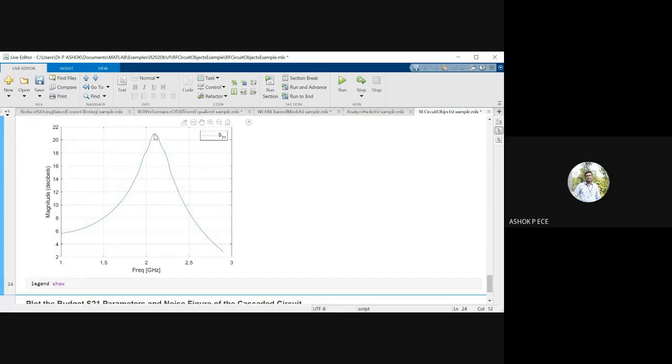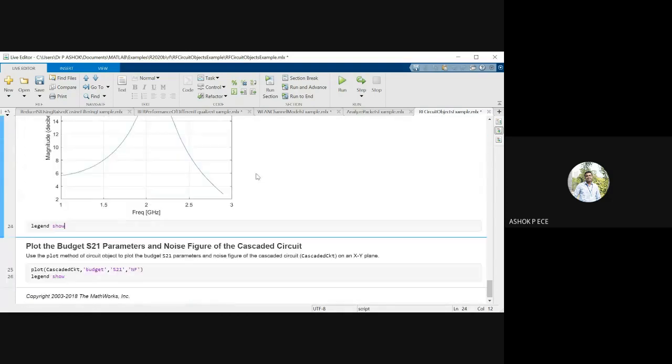It is peaking close to 2.1 gigahertz. It has a peak response. This is going to be the center frequency of my amplifier. My amplifier is working at 2.2 gigahertz.